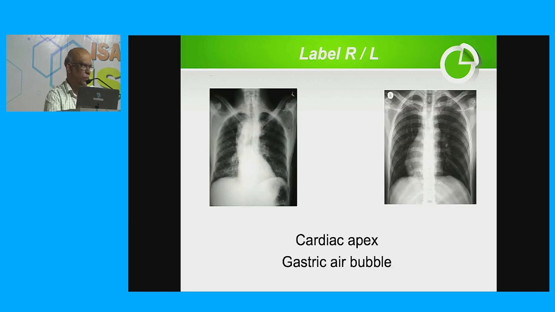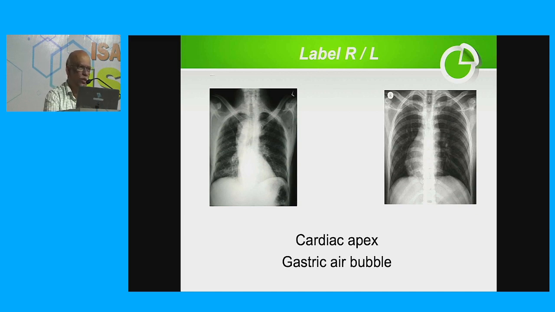So, what are the prerequisites of reading a normal chest X-ray? What are the things to note of the film? Patient details have to be noted, and the clinical details. First of all, the clinical details: why the X-ray has to be taken has to be noted. Then the label, right or left.